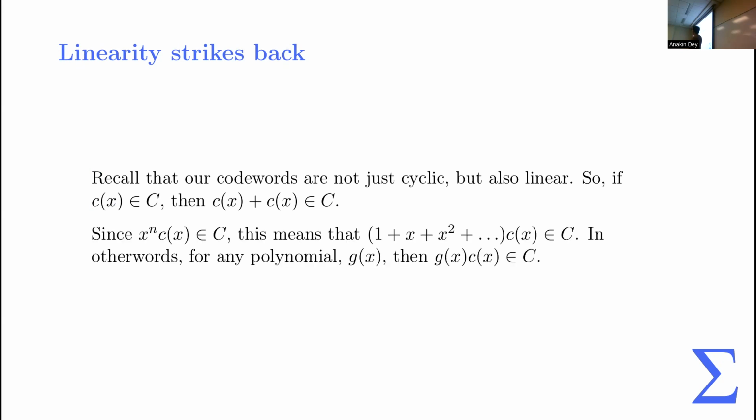And so since x to the n times c of x is in our code space, and c of x plus c of x is in our code space, we can write any polynomial out here and multiply it by an element in our code space, and that is also going to be an element in our code space. So you don't have to just use elements in the code space. You can write any polynomial you want, multiply it by something in the code space, and you'll get a valid code word.